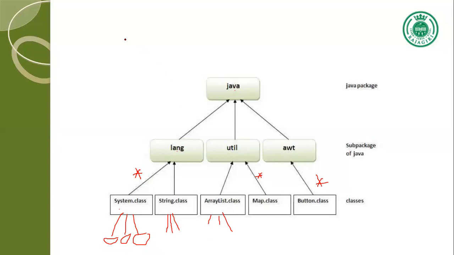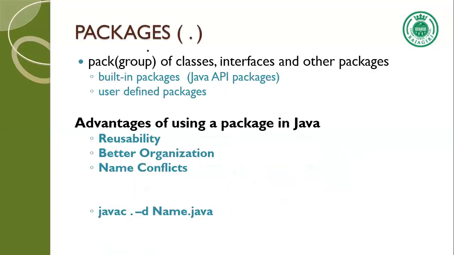These are the built-in packages of Java. As I told you, these are not the only three. There are many more. Just for simplicity, I showed these three. We call them built-in packages. These are system defined. It's similar to your hash include stdio.h, your header files. Your Java built-in packages.